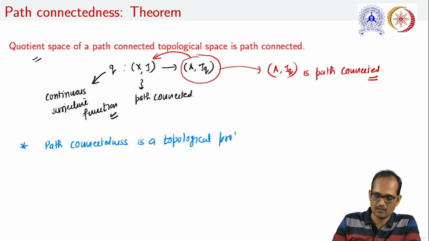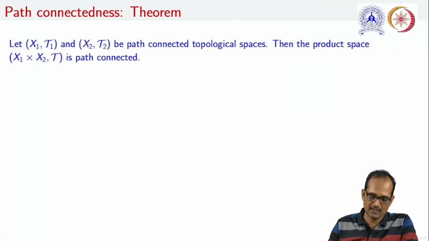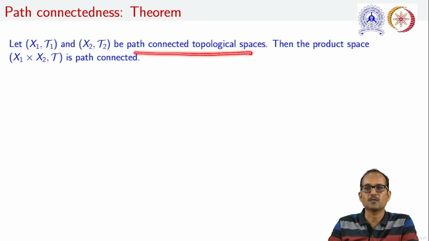Just recall the concept of homeomorphism. It's simple to deduce. Moving ahead, let us discuss the path connectedness of the product space. Again, this result is similar to the result that we have studied for connected topological spaces. So, let us take two topological spaces (X1, tau 1) and (X2, tau 2), both path connected topological spaces.